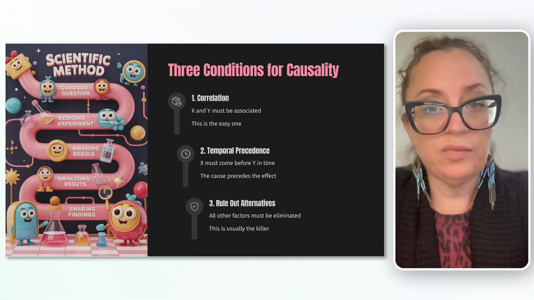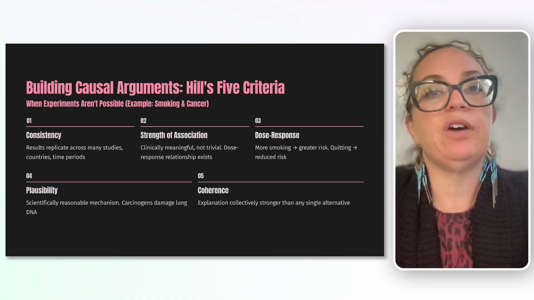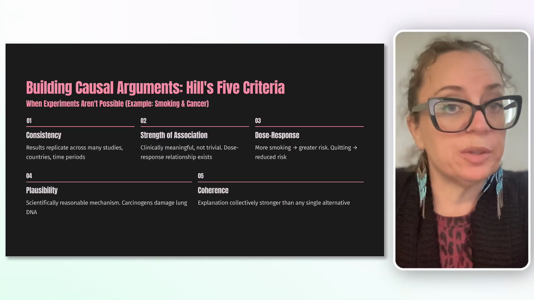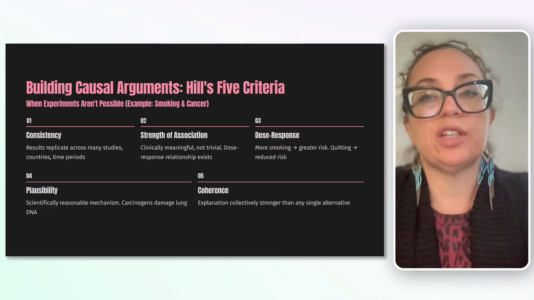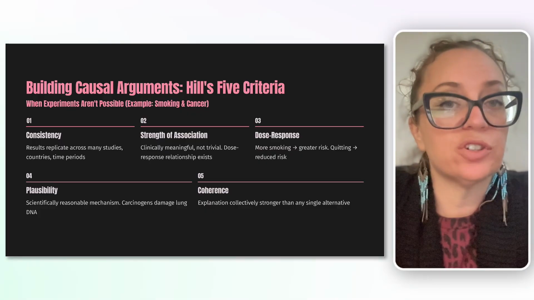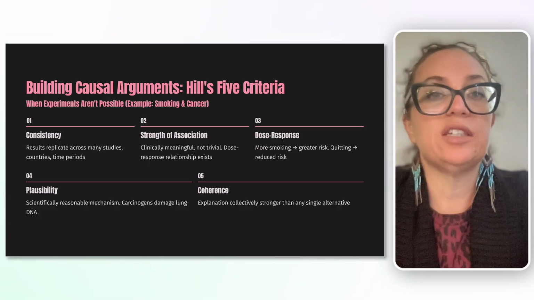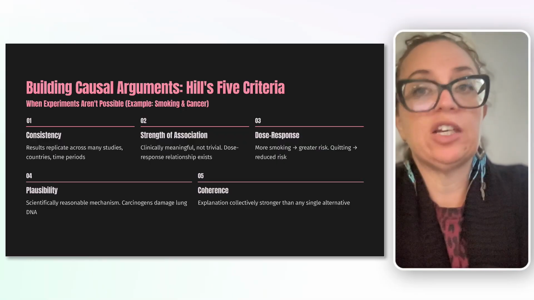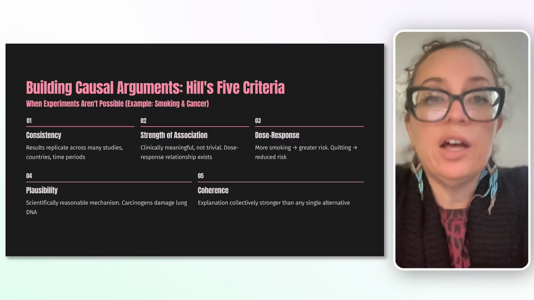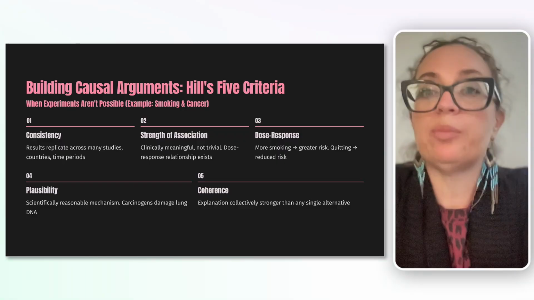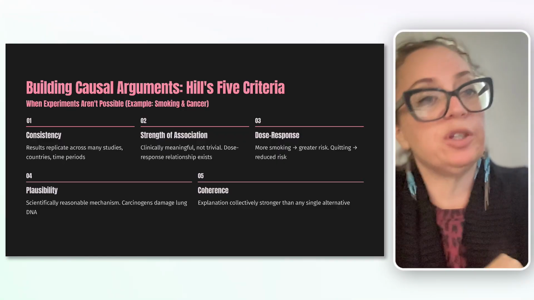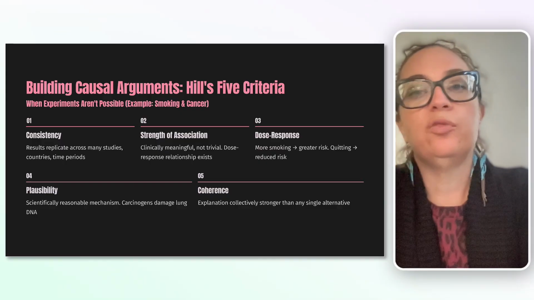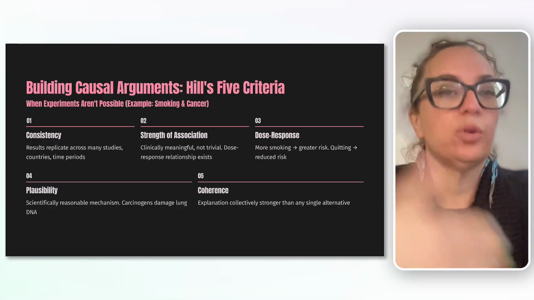So let me give you an example of how to build a causal argument when you can't do a randomized experiment, because obviously we can't randomly assign people to smoke cigarettes for 30 years just to see what happens. The example is smoking and lung cancer. This is now accepted as a causal relationship, but how did scientists establish that without being able to do controlled experiments on humans? A researcher named Hill proposed 5 criteria for building causal arguments from correlational data.